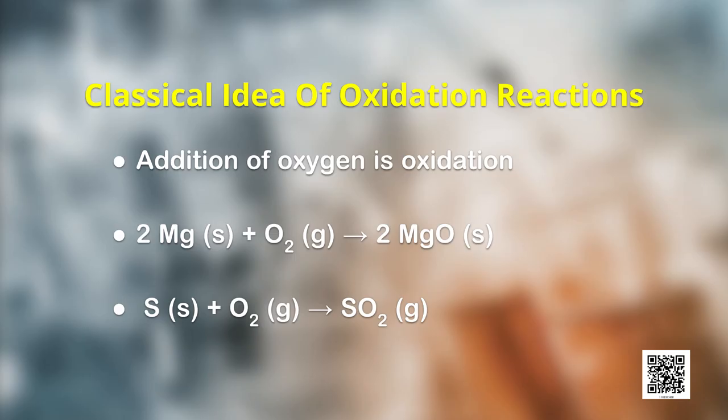Originally, the term oxidation was used to describe the addition of oxygen to an element or a compound. Because of the presence of dioxygen in the atmosphere, which is roughly about 20%, many elements combine with it, and this is the principal reason why they commonly occur on the earth in the form of their oxides. As you can see, the elements magnesium and sulfur are oxidized on account of addition of oxygen to them and get converted to magnesium oxide and sulfur dioxide respectively.